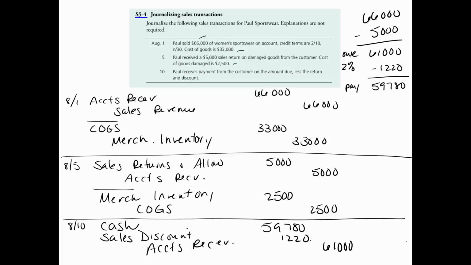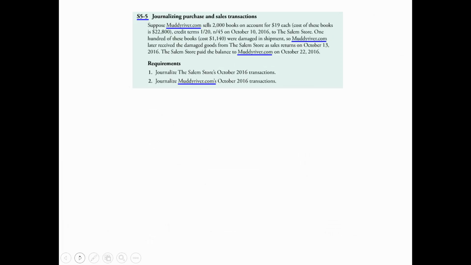So that's what a sale looks like, a return looks like, and that's what getting paid looks like. So I want to do one more problem on this one. I really like this problem. Muddy River sells 2,000 books on account for $19 each to this store called Salem. The cost of those books to Muddy River was $22.08, and they sold it on terms 1/20, net 45. So they'll get a 1% discount if they pay within 20 days. Otherwise, the balance is due in 45 days.